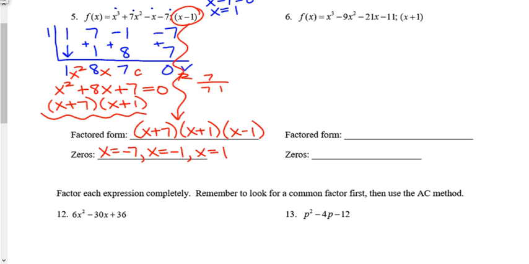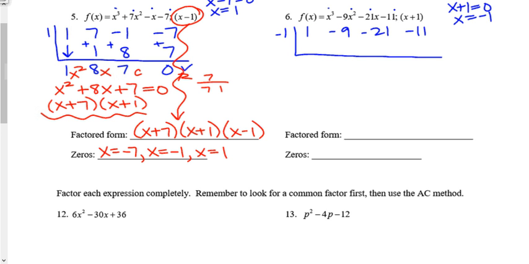Looking at the next one, x plus 1 equals 0. When I solve, I get x equals negative 1. So negative 1 is going to go here. I'm not missing any terms, 3, 2, 1, 0 with my variables and my exponents. So 1, negative 9, negative 21, and negative 11. That's what goes in my synthetic division box. And we'll start with this.